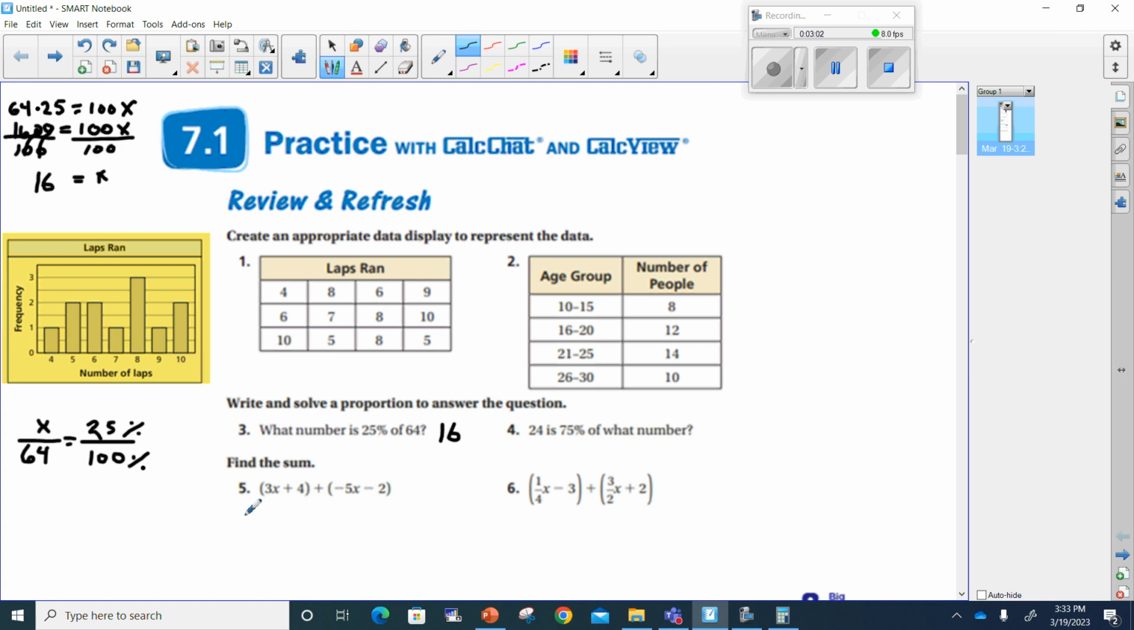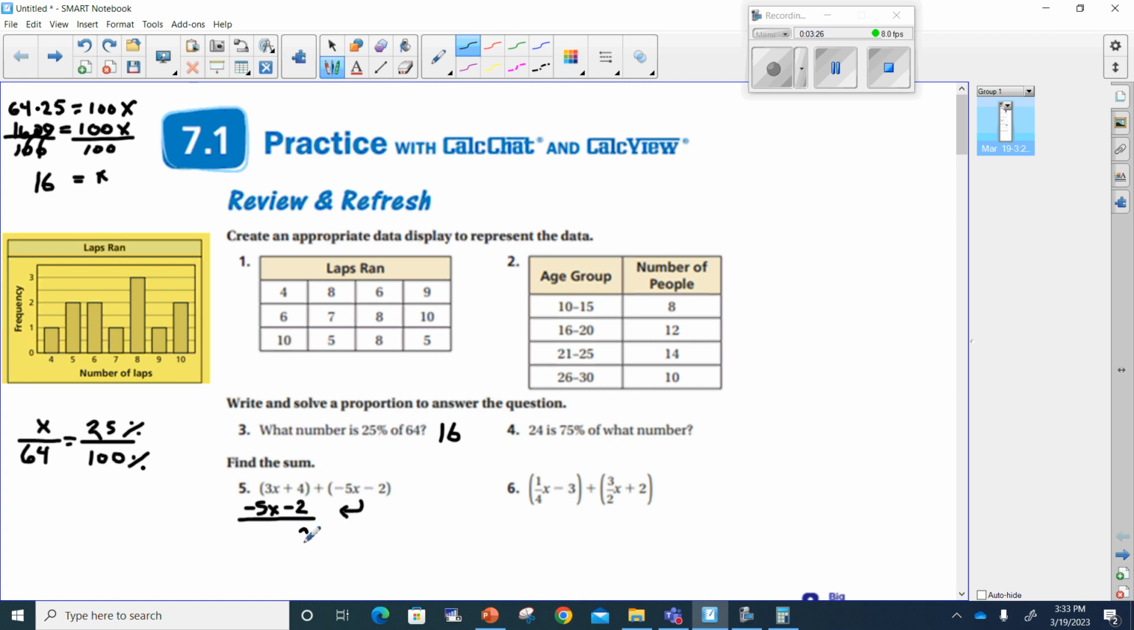All right, going to number 5. Find the sum. Got to add these up. I'm going to combine my like terms. Since this is a positive, I can take these numbers and put it over here. Now I have a negative 5x over here. And I have negative 2 over here. Put a line under both.